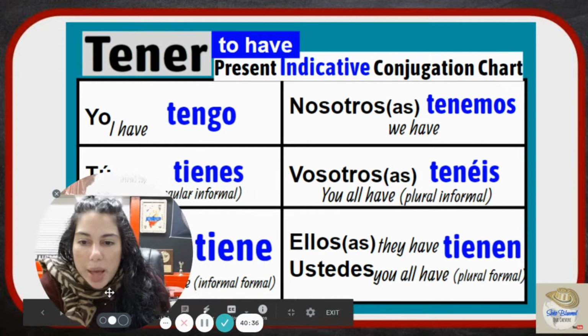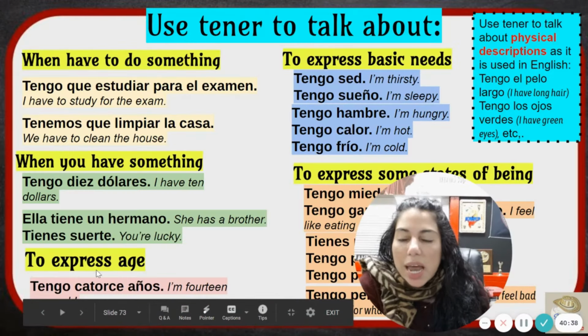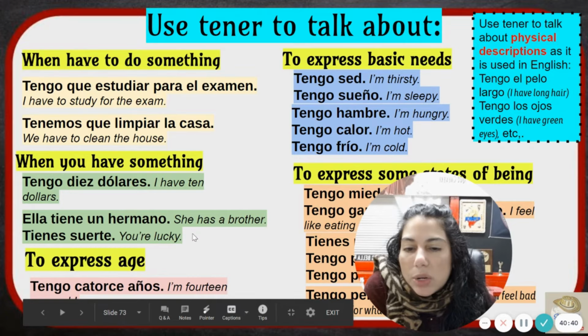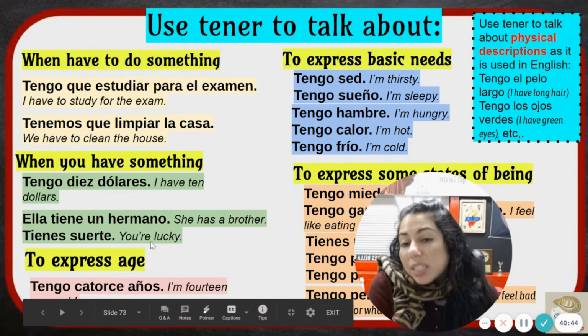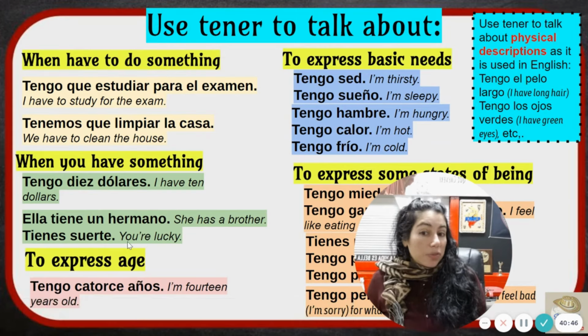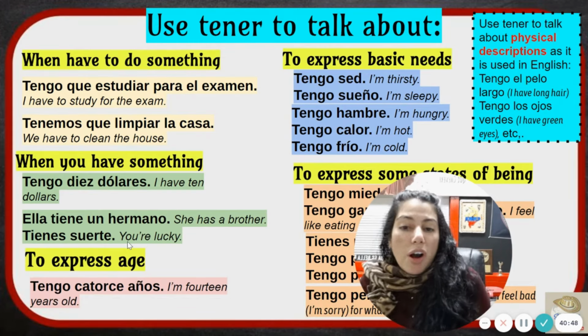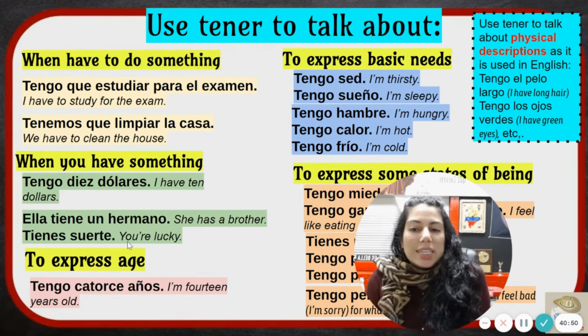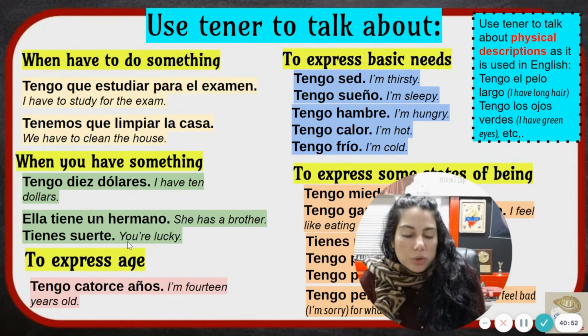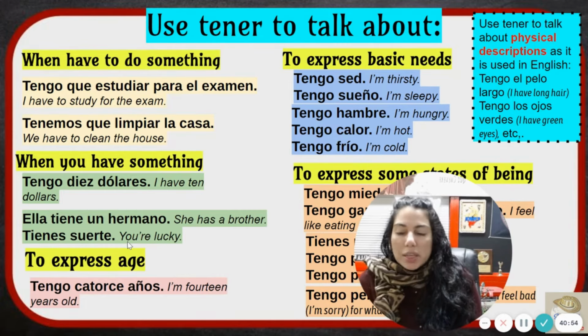Okay, so let's go back to that slide that I was talking to you about. So ella tiene un hermano, she has a brother. Tienes suerte, you're lucky. So this one is different. In English, you say you are lucky. In Spanish, we say tienes, you have luck. So you have luck, tienes suerte.